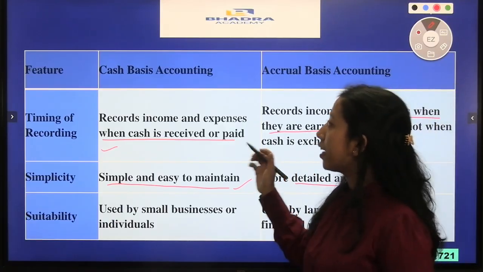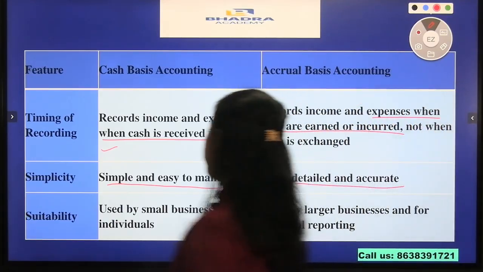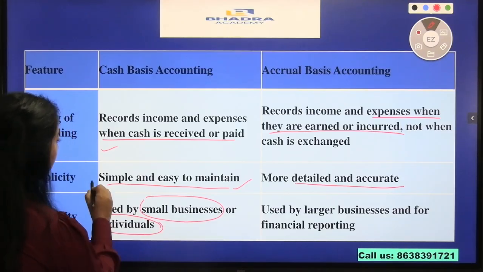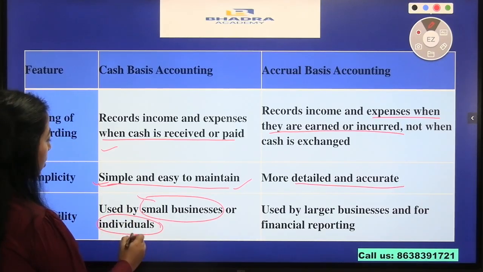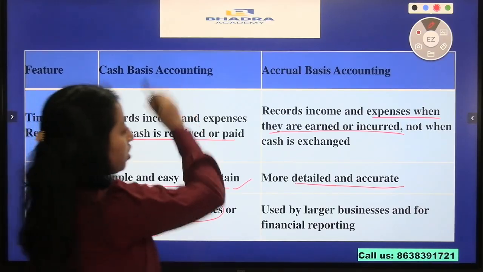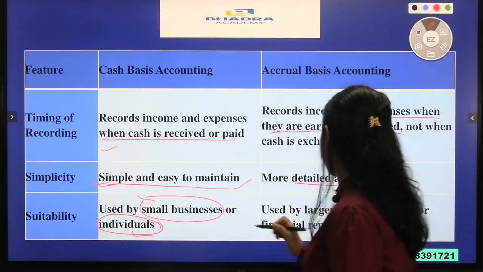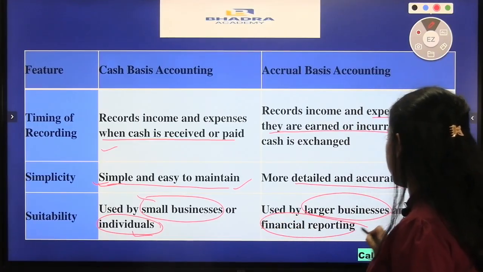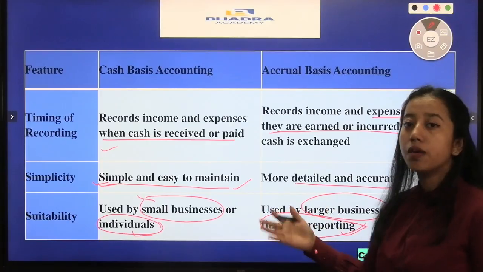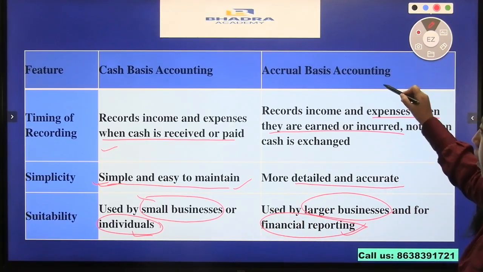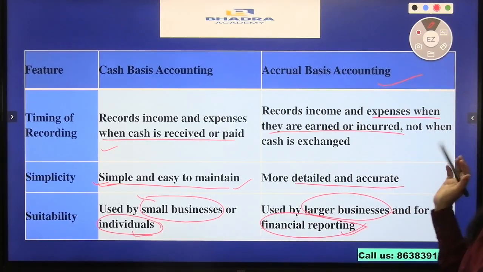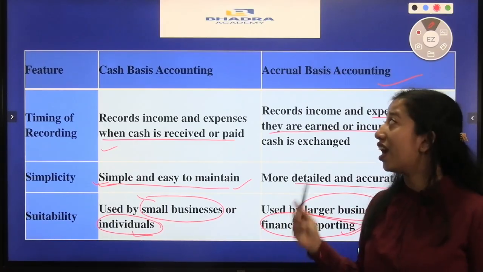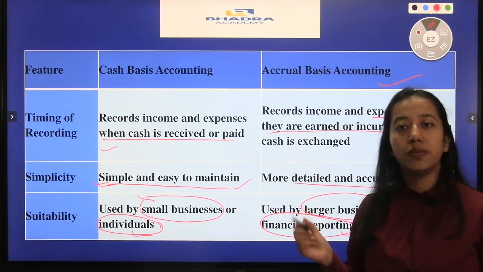Next, suitability. Cash basis of accounting is mostly suitable for small businesses and individuals, because it is simple and easy to maintain. However, accrual basis is used by larger businesses and for financial reporting purposes. Big companies and big business houses have to maintain the accrual basis of accounting only. So these were the points of distinction between cash basis of accounting and accrual basis of accounting.